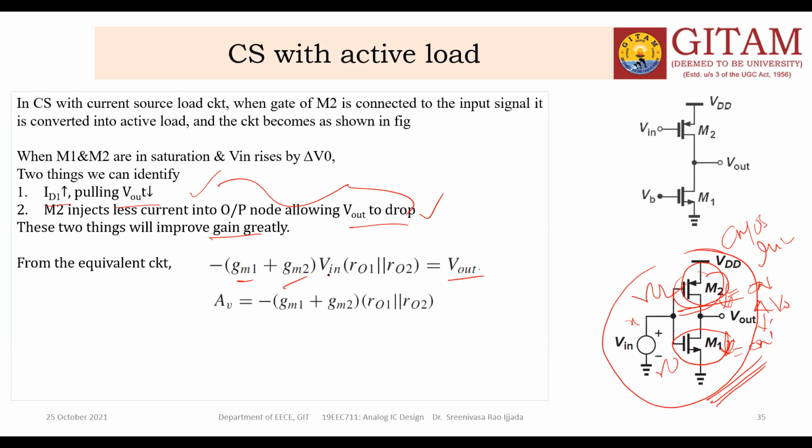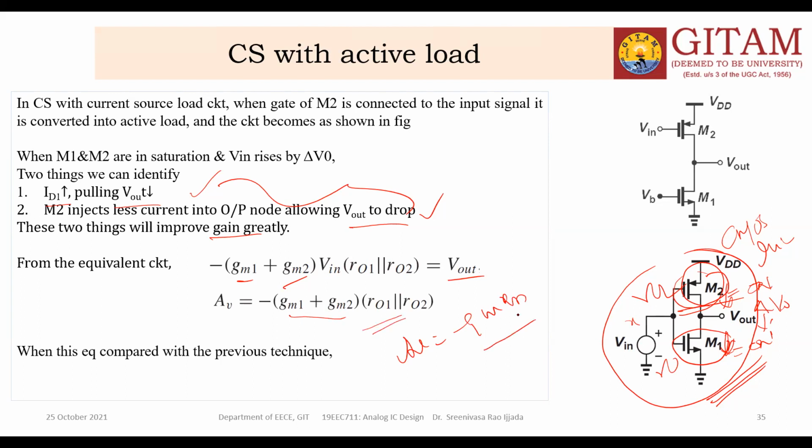Then the voltage gain, Vout by Vin, is simply minus the sum of the individual transconductances multiplied by the parallel combination of their output resistances. When compared with the previous equation, AV is equal to minus GM into RD, we see that GM is equal to GM1 plus GM2, and RD is the same as before, R01 in parallel with R02, as in the constant current source load.